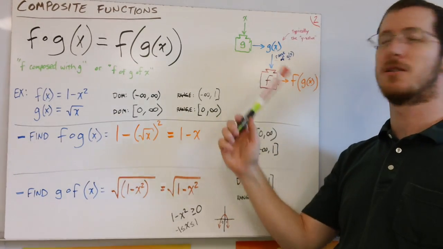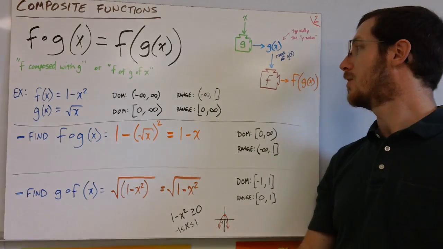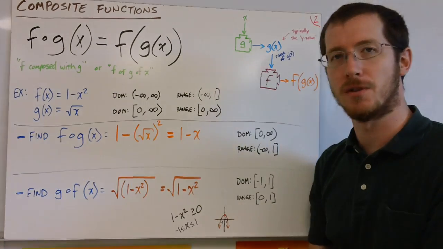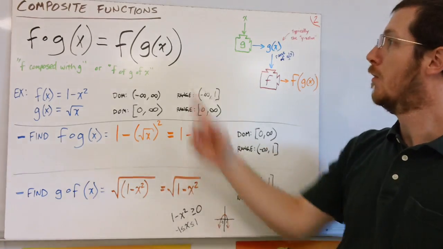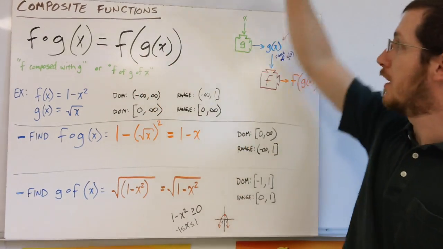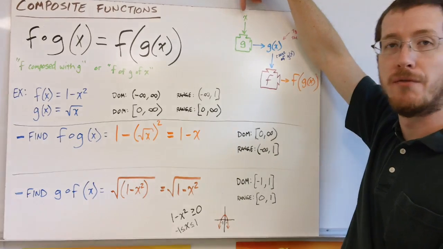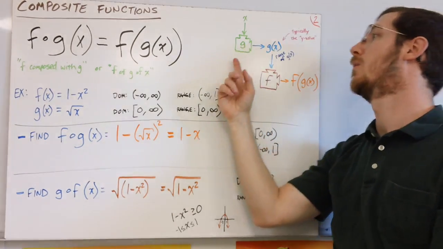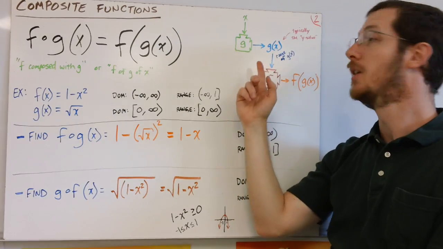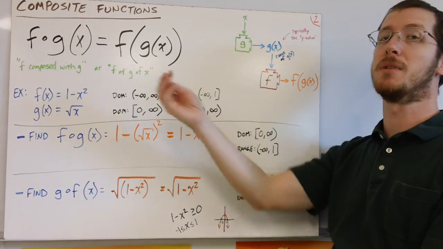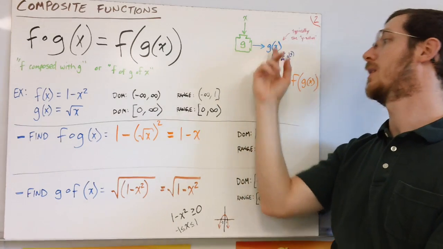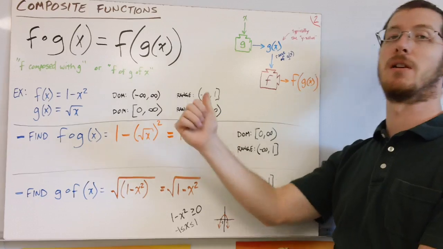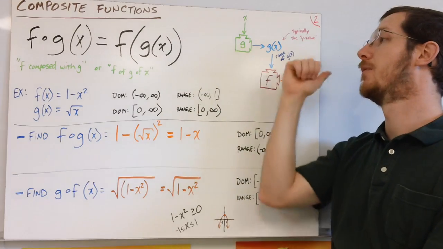If we go back to our old function machines that we probably saw when we first saw functions for the first time, what we're doing in f of g of x is we're taking whatever we put in for x, our domain, we put it into our g function, whatever comes out is g of x, and then we take what comes out of our g function, and we put it into our f function. Whatever comes out of that is f of g of x.